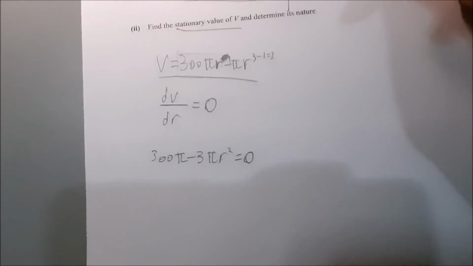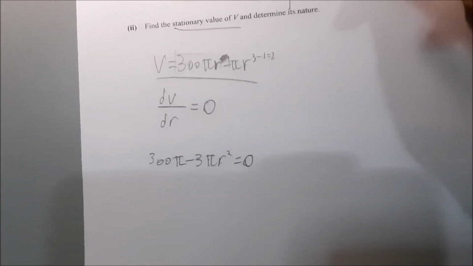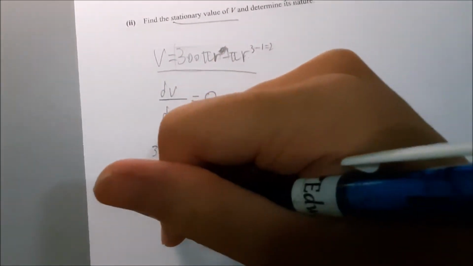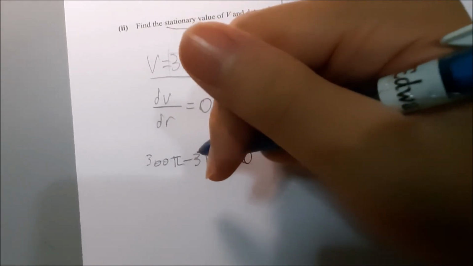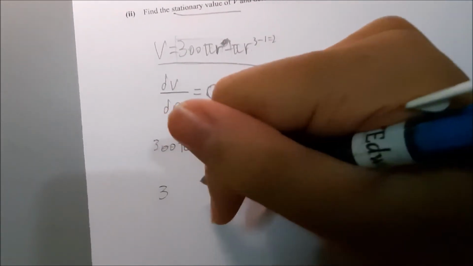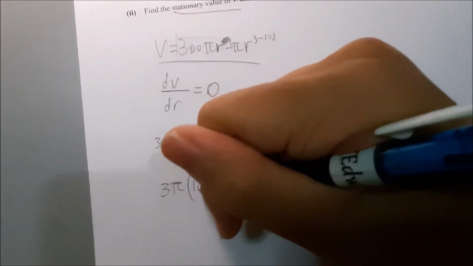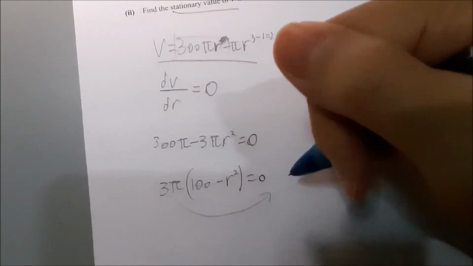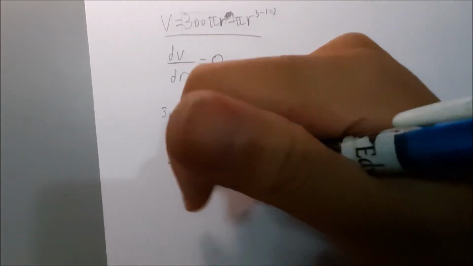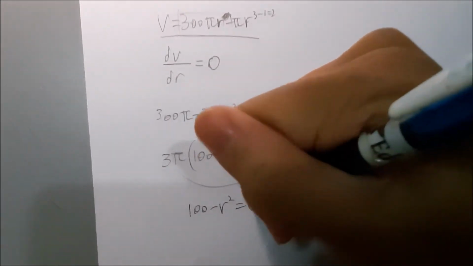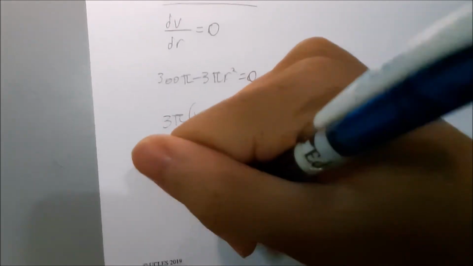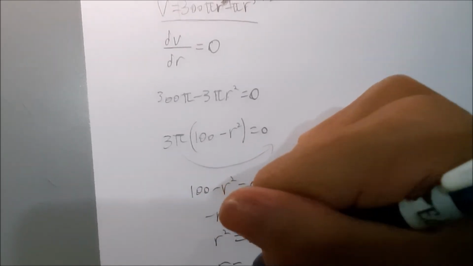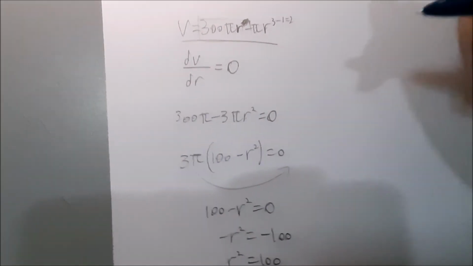And then from here you can just solve for the value of r, as it says, find the stationary value of V. So how do you do that? You can first of all factorize this equation: 3 pi times (100 minus r squared) equals 0. If you move this to the other side, it becomes 0 divided by 3 pi, which is 0. So 100 minus r squared equals 0. So minus r squared equals minus 100. So r squared equals 100. And then r equals 10, as the square root of 100 is 10.